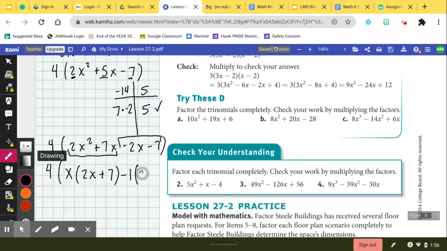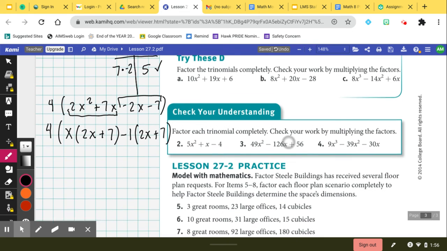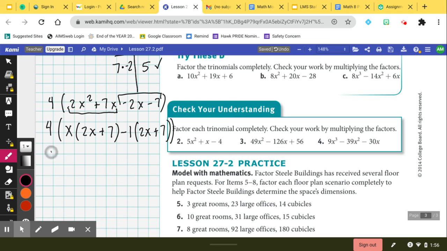And what's left is the 2x plus 7. So rewriting this with my factors, I get 4 times 2x plus 7 multiplied with what's left, which is x minus 1.